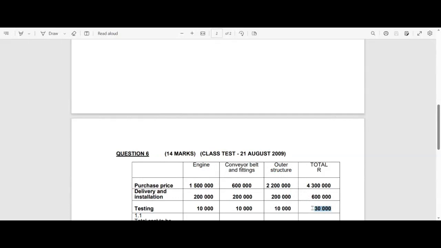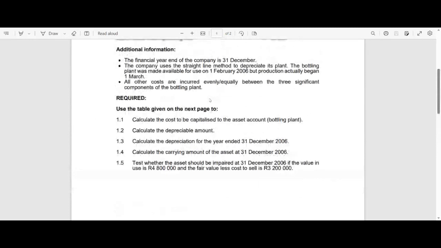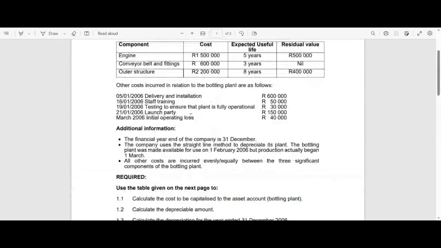So that 30,000 divided by 3 gives us 10,000 rands that we are going to allocate to the cost of the engine, 10,000 rands that we are going to allocate to the conveyor belt and fittings, and 10,000 rands that we are going to allocate to the outer structure cost. Right, ladies and gents, that is quite straightforward once we've determined whether it's a directly attributable cost or not. Now let's go to the next one.